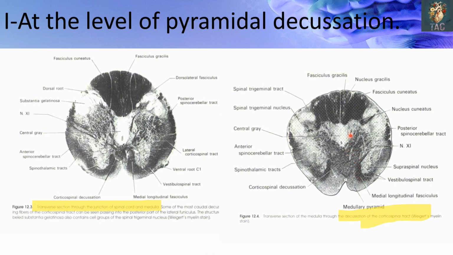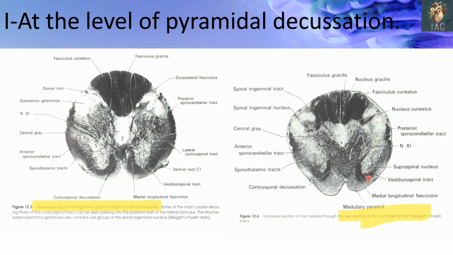Then in the center we can see the central gray matter, and then we can see the nucleus gracilis and nucleus cuneatus, and fasciculus gracilis and fasciculus cuneatus. In this area you can see the nucleus for the cervical spinal nerve first, which is the supraspinal nucleus, and also the nucleus for the spinal part of the accessory nerve.